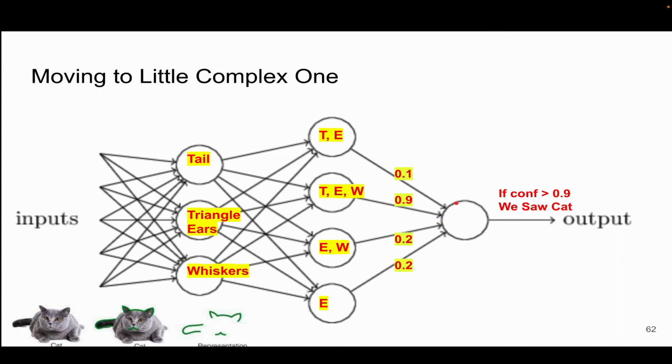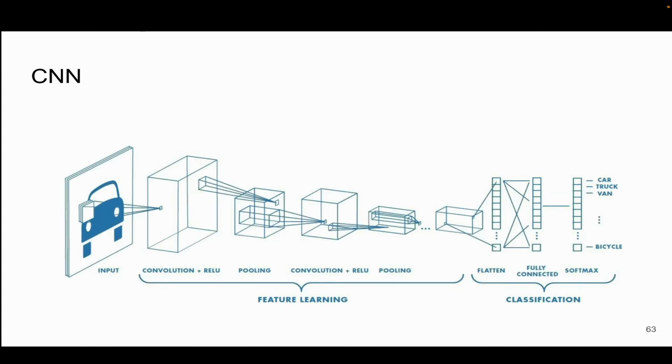And if the sum, we can just write a condition that if the total confidence is greater than 9, we will say we saw a cat, because if the combination is more than 9, we will say it's a cat. So now the thing is how we are extracting the features, right? To extract the features, we use a CNN, a convolutional neural network.